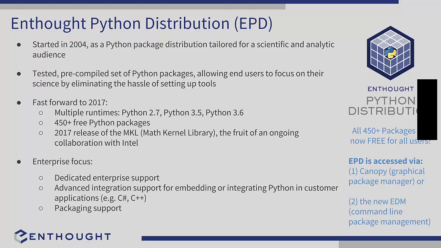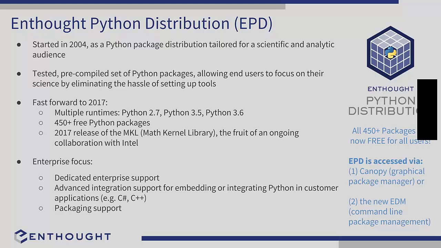We have to start basically at the bottom of the stack. So the bottom of the stack is what we call the Enthought Python distribution. Some of you have probably heard about the Enthought distribution that started in 2004, which was a Python package distribution really tailored for a scientific and analytic audience. That distribution really evolved from 2004 up to now.